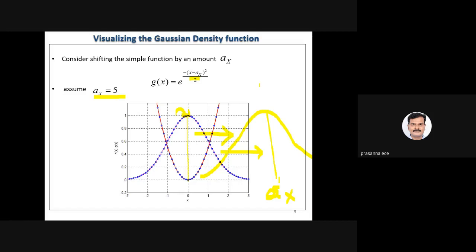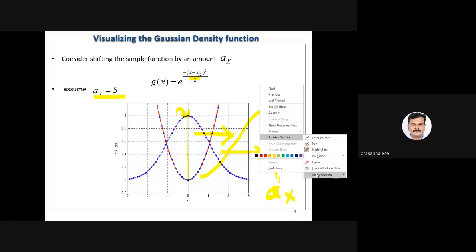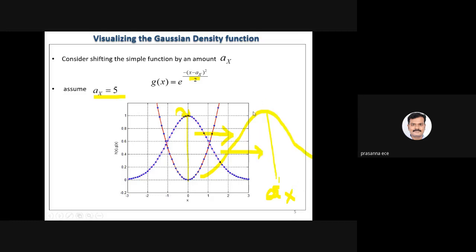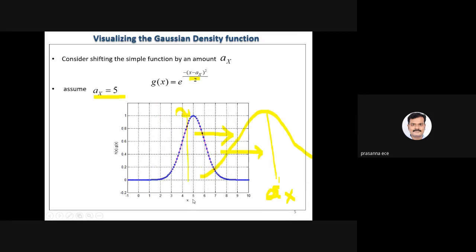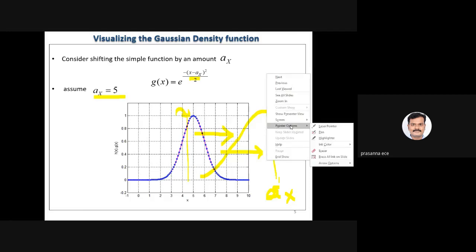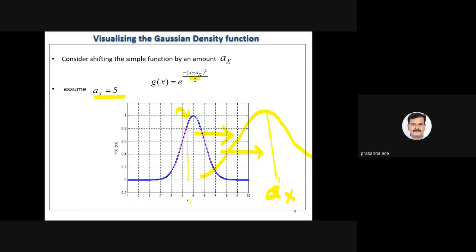So now you can visualize this. I have just given a graphical representation for ax equal to 5. Now you can see the x-axis values have shifted to 5. The peak is now occurring at a value of 5.